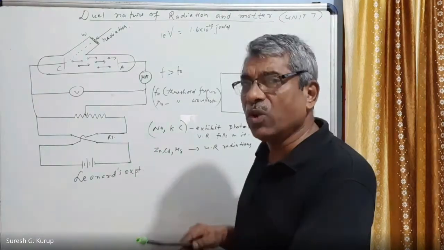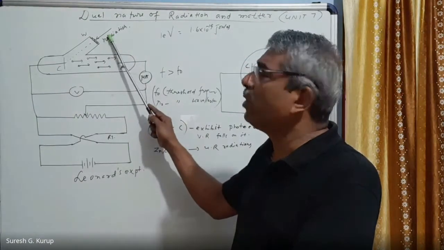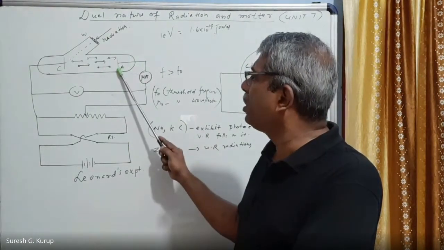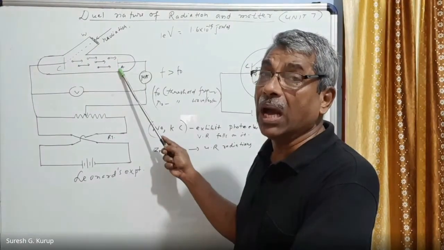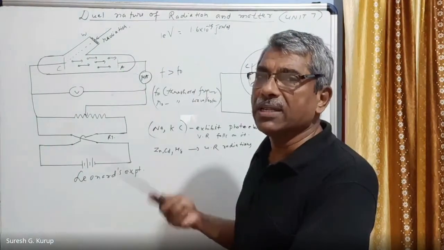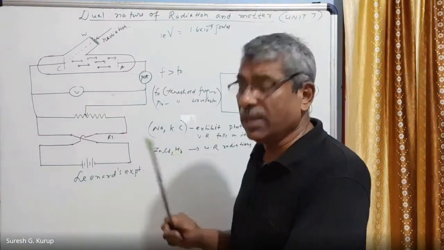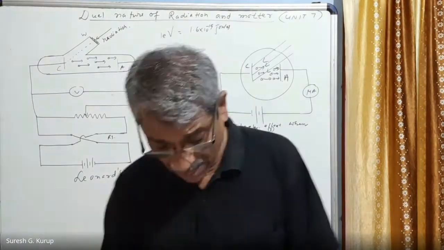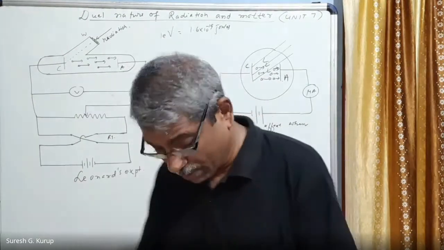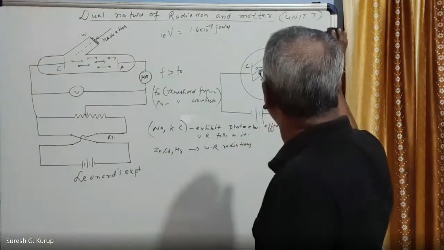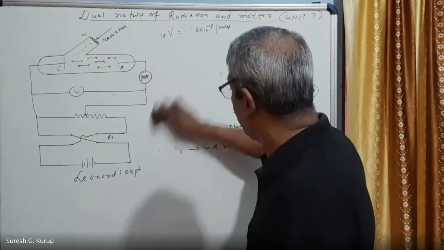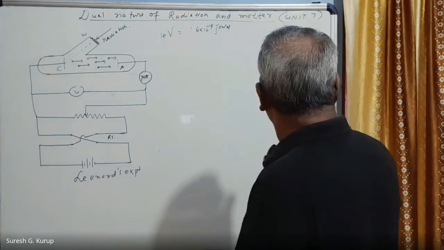In this case, you are keeping the frequency constant and also the potential given to the anode plate constant. What you are increasing is the intensity. It is seen that the photoelectric current goes on increasing proportionally. That graph we can make here.